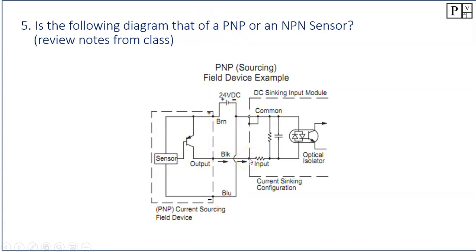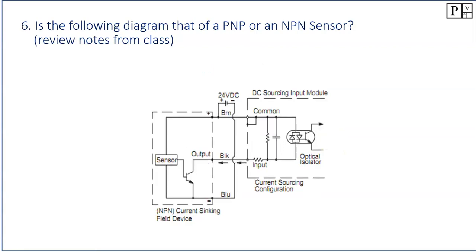Okay, to mess you up even more, we have 2 different terms here, sourcing and syncing. The switch itself is providing a positive source of current, so it is a sourcing sensor. The PLC input, though, is a current syncing input, right? So if your sensor is sourcing, then your input is syncing. Then it basically goes to an optical isolator and fires on the input of your PLC there. Okay, hopefully you're not totally confused at this point.